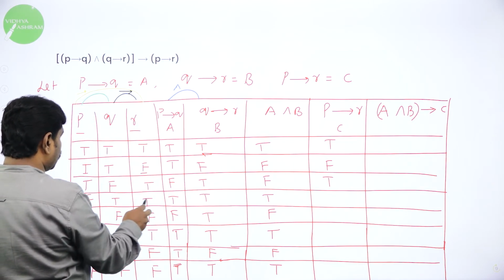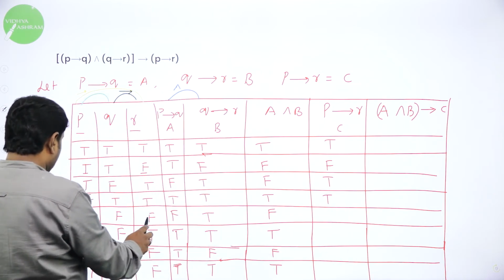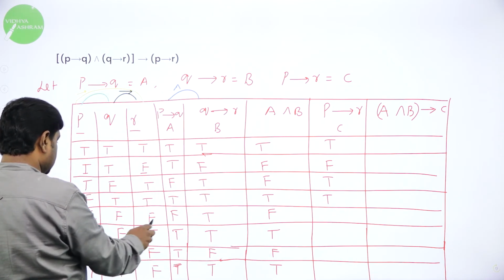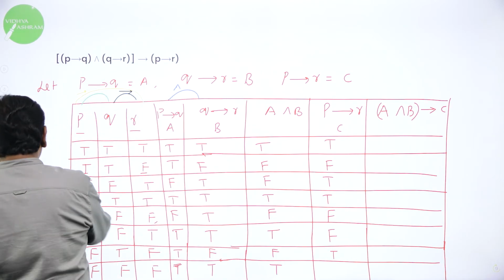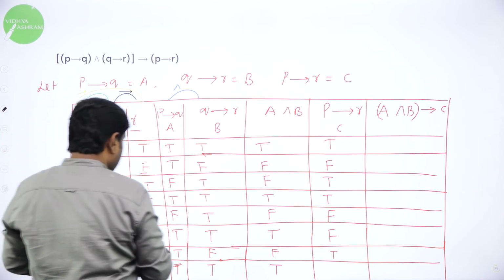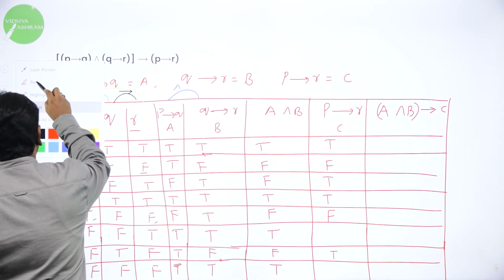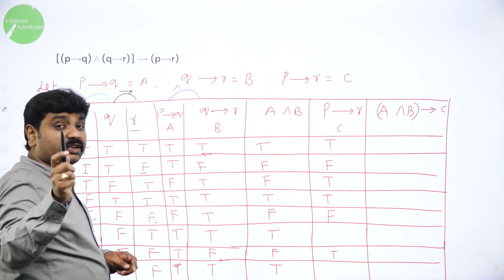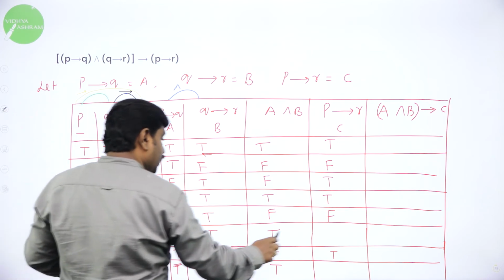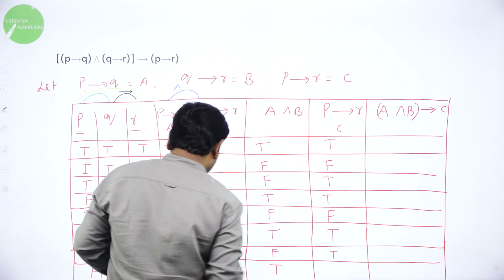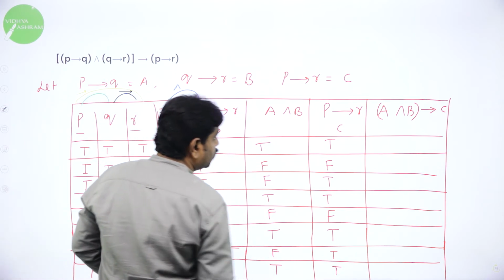True, false and true. False implies true is also true. Then true implies false. See this and this. True implies false is false again. False implies false is also true. Sorry, false implies false. So what is false implies false? Both are the same. See the logic: first one true, second one false, only then implies is false. So true, false, false. False implies false is also true. Then false implies false again. This is also true.